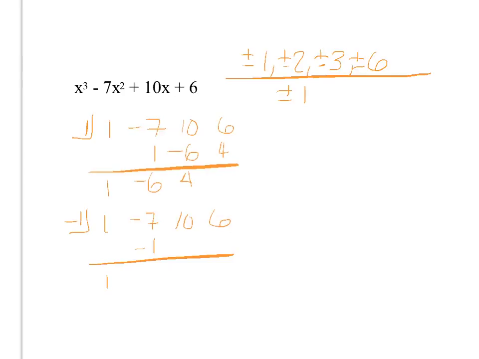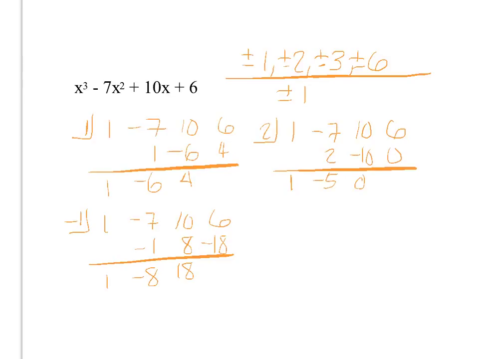Drop the 1. I get negative 1. That gives me negative 8. That gives me a positive 8. That's 18. It's definitely not going to work. Alright, so then let's try 2. We get 1, negative 7, 10, and 6. So we get 1, 2 times 1 is 2, get negative 5. 2 times negative 5 is negative 10, you get 0. Okay, that didn't work. Maybe we'll try negative 2.